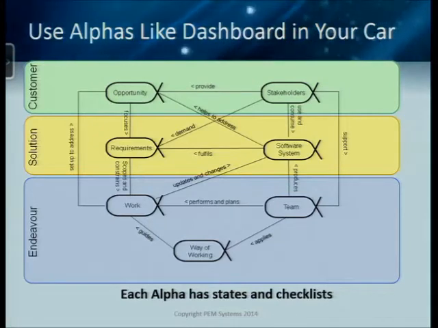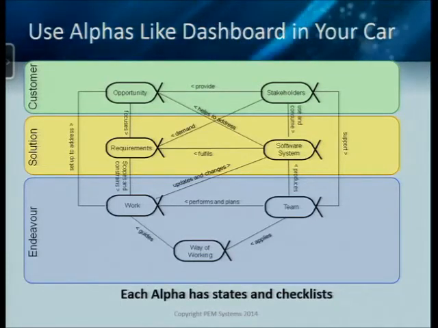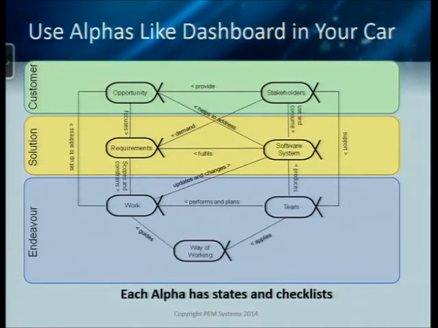But it turned out that almost all the alphas have 6 states, only by accident. We didn't try to get to 6. One of them has 5. Just to give you one, for stakeholders, the 6 states are recognized, represented, involved, in agreement, satisfied for deployment, satisfied in use. You're going to see this again later in one of the games. I just want to give you a high level on it now.